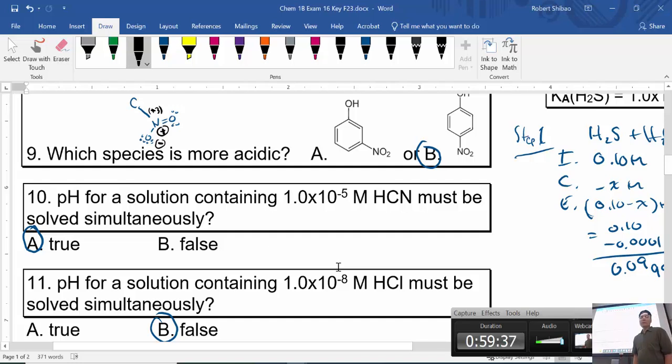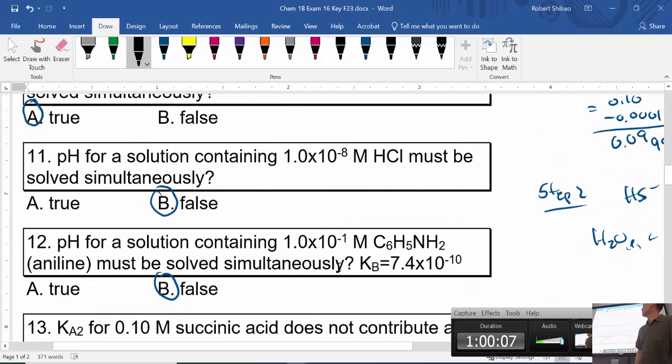All right, so number 10, this is a problem I think we did in class, or a similar one. The pH for a solution containing 10 to the minus 5 molar HCN must be solved simultaneously. That's true. It's a weak acid and it's very dilute, and so you should have two contributors of hydronium, Ka and Kw. And since it's such a small concentration, we have to worry about solving simultaneously. If it were a strong acid, we wouldn't have to. So here we have a strong acid. We don't have to do this simultaneously. Step 1 won't be perturbed.